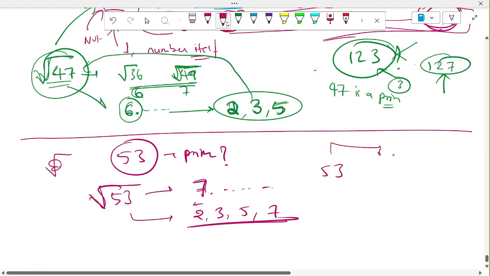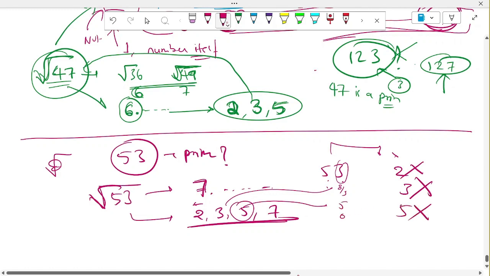53 is not divisible by 2 because the last digit is not 0, 2, 4, 6 or 8. Is it divisible by 3? 5 plus 3 is 8. 8 is not divisible by 3, that's why it is not divisible by 3. For 5, the unit place should be 5 or 0, so it is not divisible by 5.